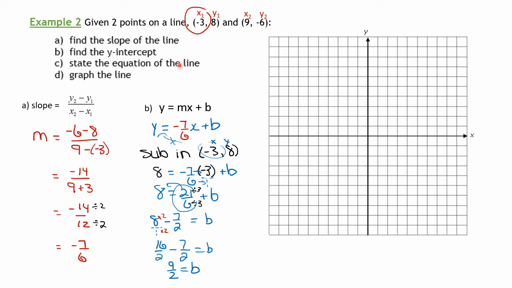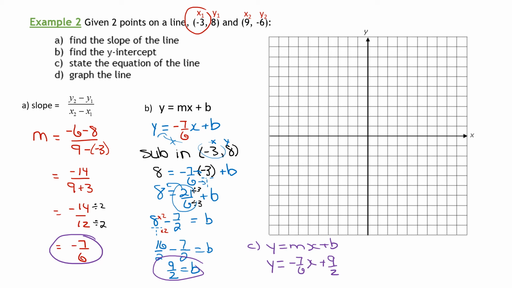C, state the equation of the line. Okay, so I'm going to go back to this format here, and I'll put it down here. Part C, y equals mx plus b. This is easy. I already did all the hard work. So my equation is y equals m. Here's m over here, negative 7 over 6. I need the x. The y and the x have to be there. Plus b. There's my b, 9 over 2.